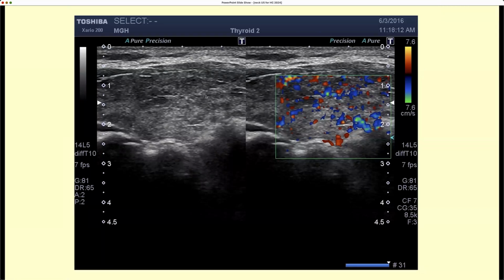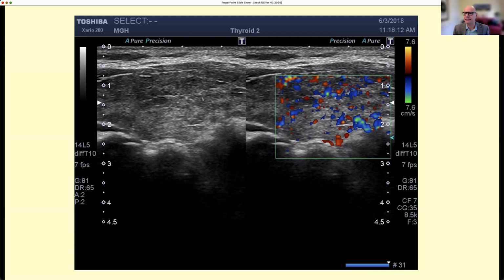Anybody want to describe this? What do you think? How would you describe the thyroid here? Anyone? So this is a thyroid with no nodules. It's a very hypoechoic thyroid. You can see that it's almost as hypoechoic as the muscles, and it is highly vascular. So this is autoimmune thyroid disease.